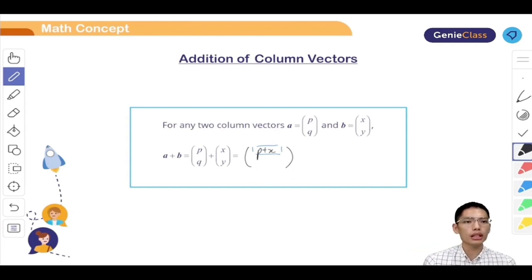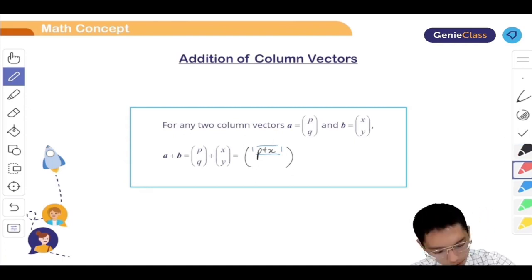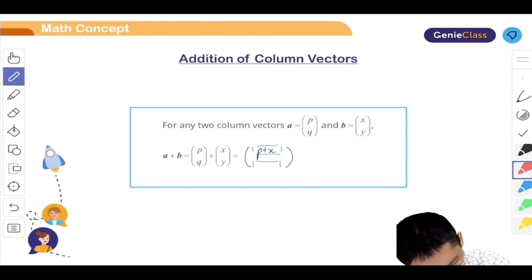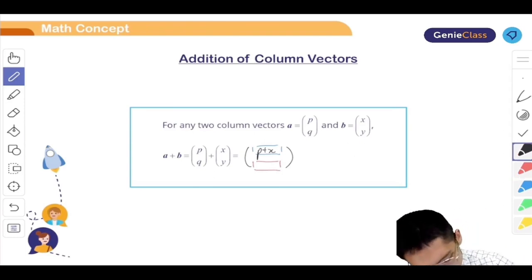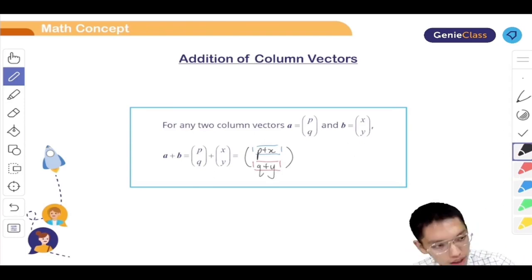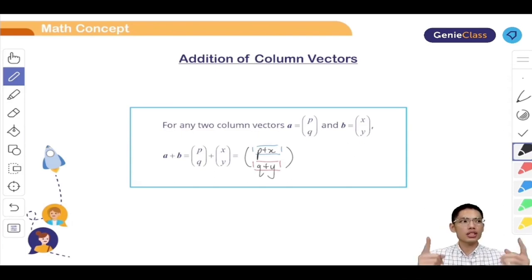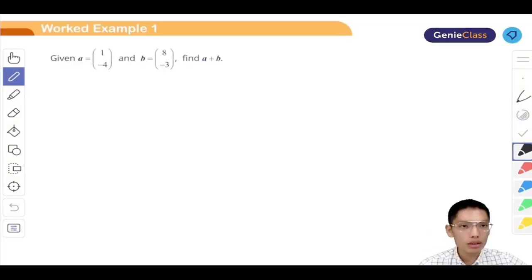Bottom one, I'll give you another try. What will be the bottom entry? Very good, Zing. Perfect job over there. Anybody else who wants to try? Very good, Fion. Doing very, very nice job. So in this case, it's just Q plus Y. Again, this is very similar to matrices. If you add the top, the bottom will add up as well. Right, now with this, let's come to a worked example over here, shall we?